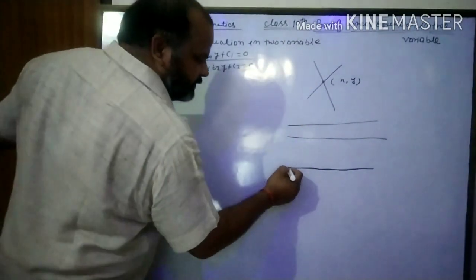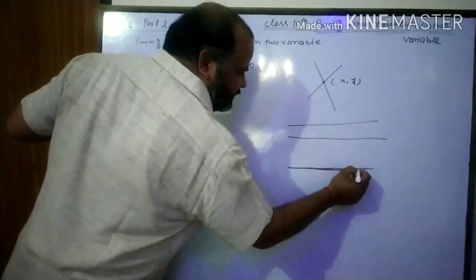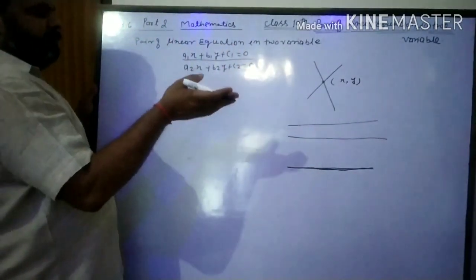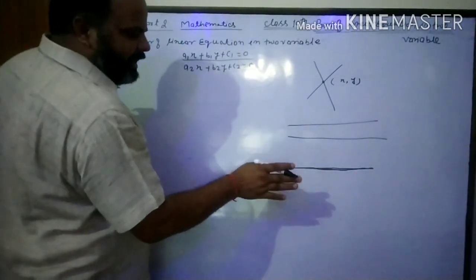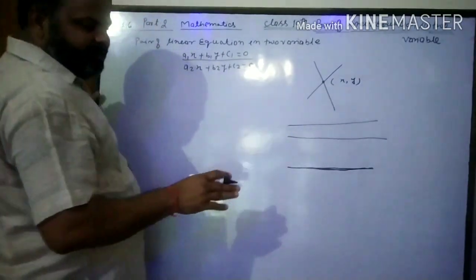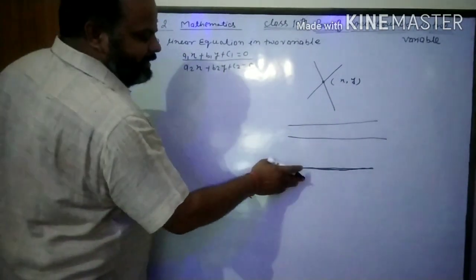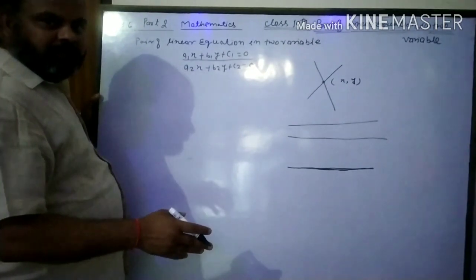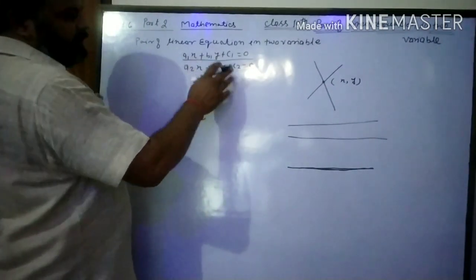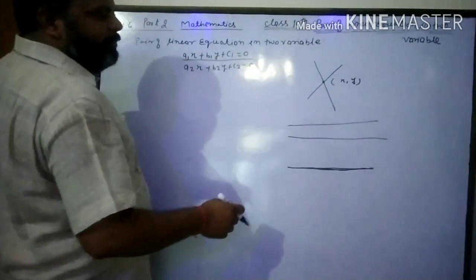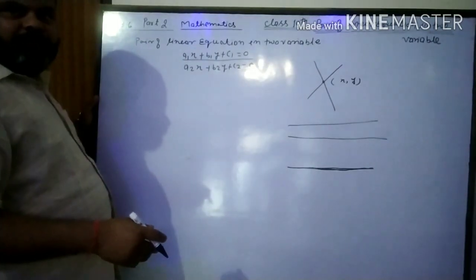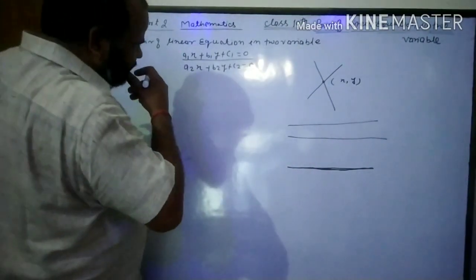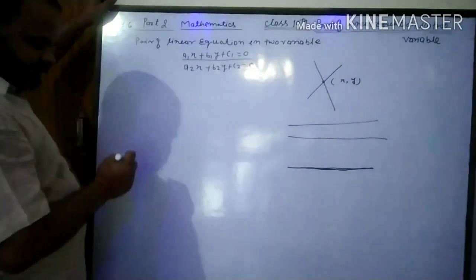And if the lines coincide with each other, it means the second line lies on the first line. It means both lines coincide with each other. Clear? Then we have infinitely many solutions of x and y. Now we discuss with an example.